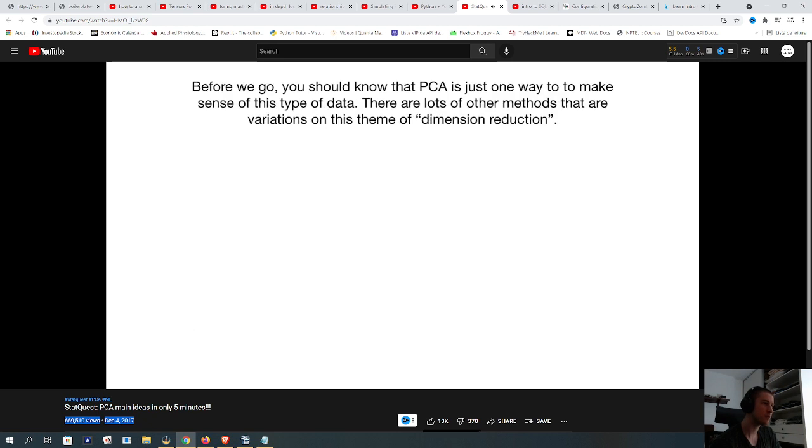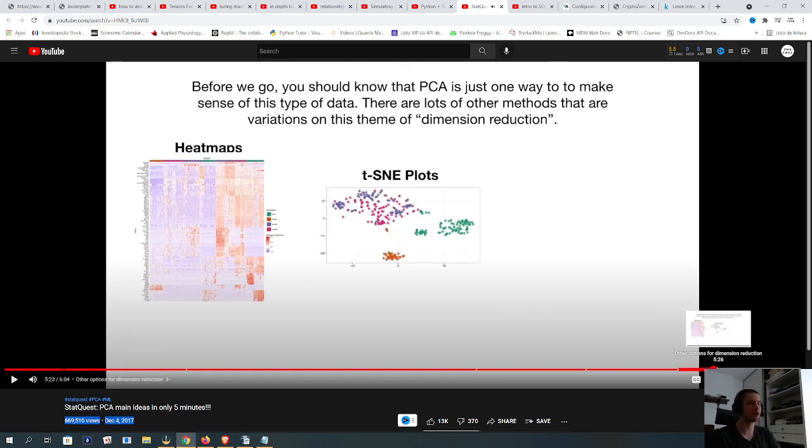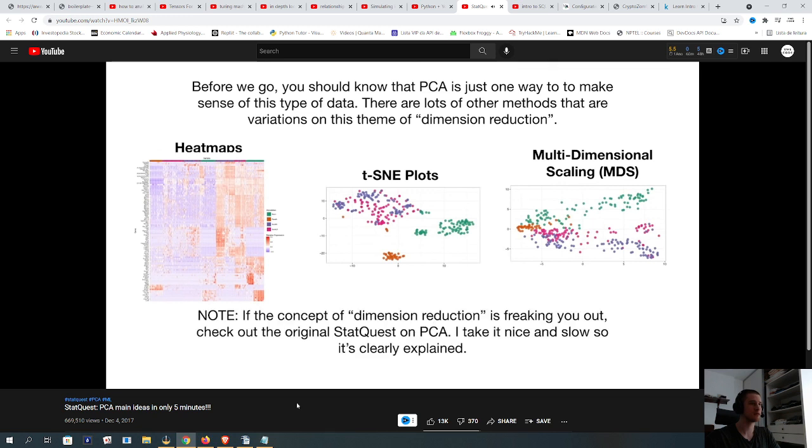Before we go, you should know that PCA is just one way to make sense of this type of data. There are lots of other methods that are variations on this theme of dimension reduction. These methods include T-SNE plots and multiple dimension scaling plots. The good news is that I've got StatQuest for all of these, so you can check those out if you want to learn more. Note, if the concept of dimension reduction is freaking you out, check out the original StatQuest on PCA. I take it nice and slow so it's clearly explained.